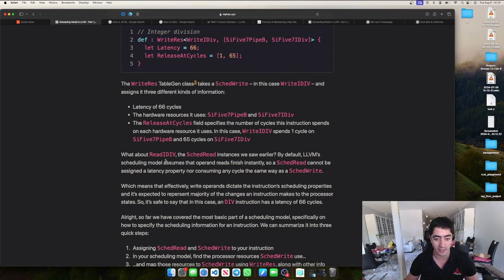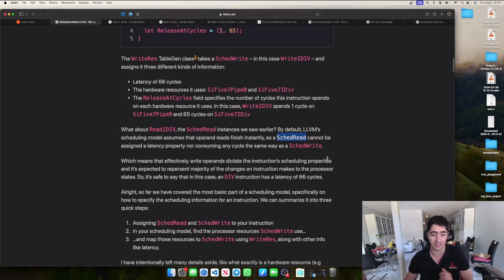What about ReadIDiv and the SchedRead instances we saw earlier? By default, LLVM's scheduling model assumes that operand reads finish instantly. So a SchedRead cannot be assigned a latency property, nor consume any cycles the same way as a SchedWrite, which means that effectively write operands dictate the instruction's scheduling properties, and are expected to represent the majority of the changes an instruction makes to the processor state. So it's safe to say that in this case a div instruction has a latency of 66 cycles.